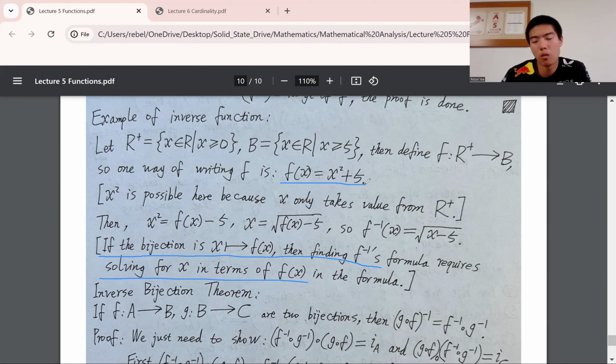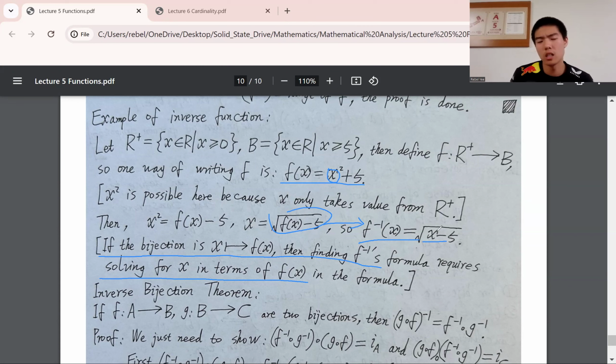So the first step is solving for the variable x. So x squared is equal to f(x) minus 5, and so x is equal to this one. And then for the last step, we usually rewrite x as the inverse of x and f(x) as x. So we just solve it. It is equal to the square root of x minus 5.